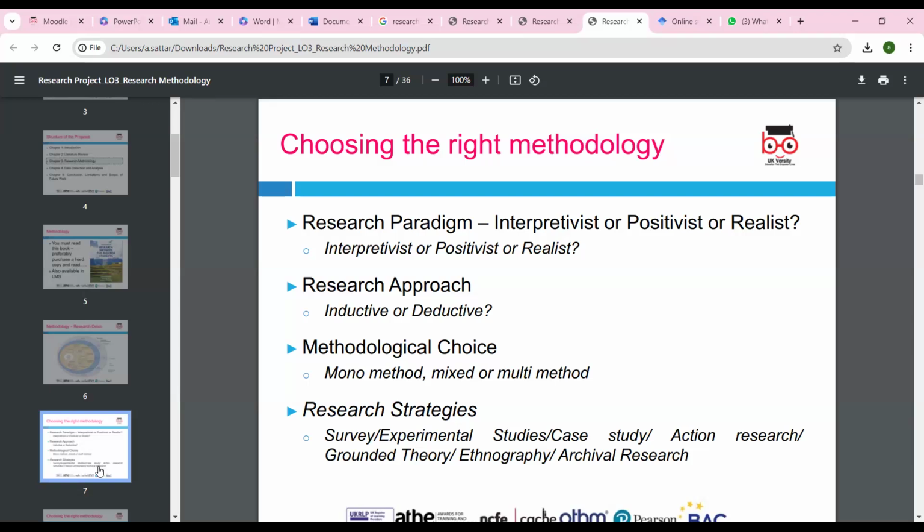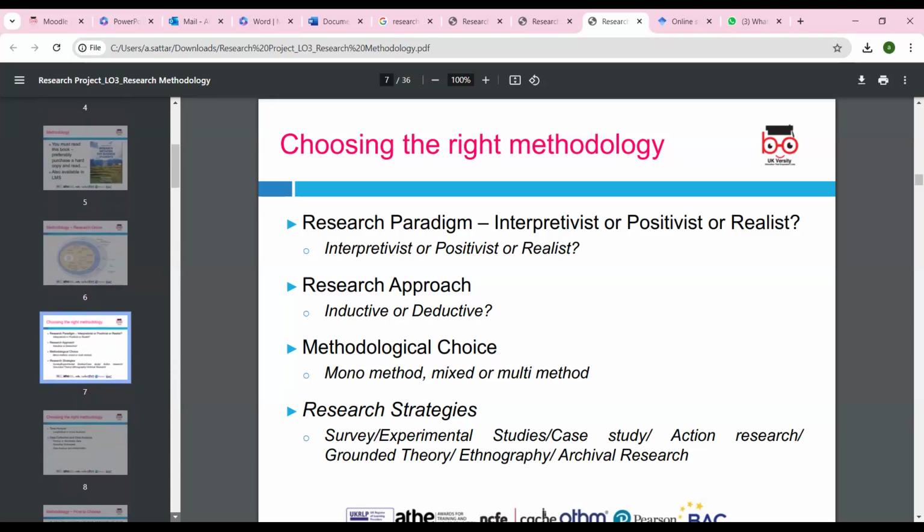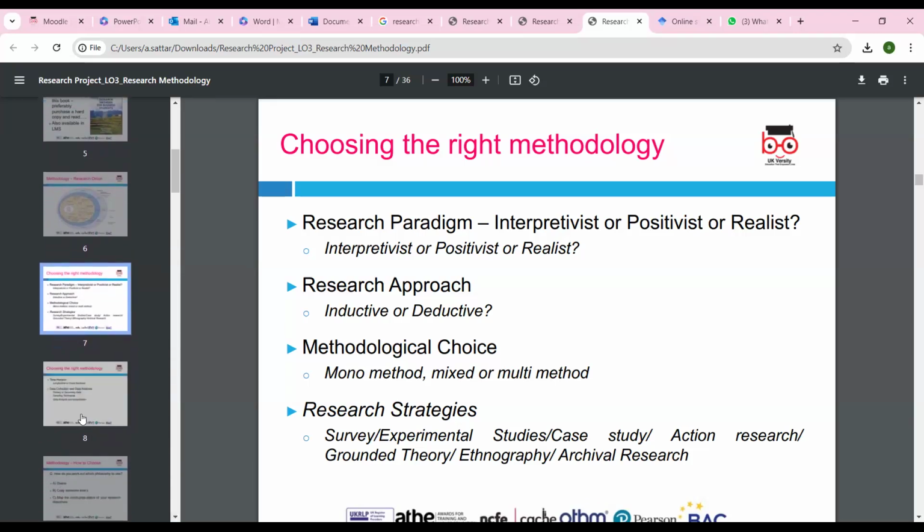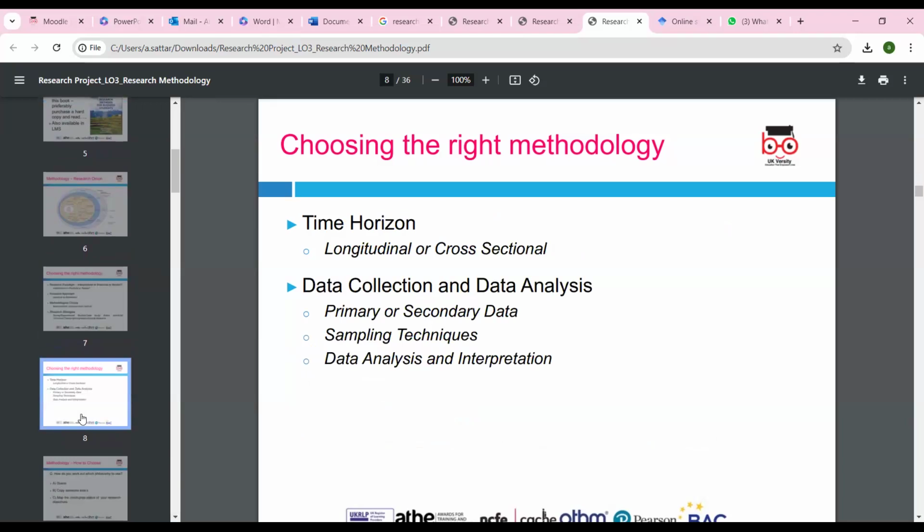Research approaches can be inductive or deductive. The methodological choices are mono method, mixed method, or multiple methods. The research strategy is the action plan to achieve the research objective. We can do experiments or case studies of other companies, looking at what happened in the past so lessons can be learned. Unfortunately, in many companies and many countries, we do not learn the lessons from the past and do not achieve the objective, so we can find the reasons why.